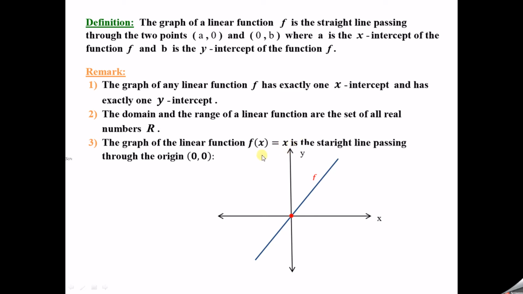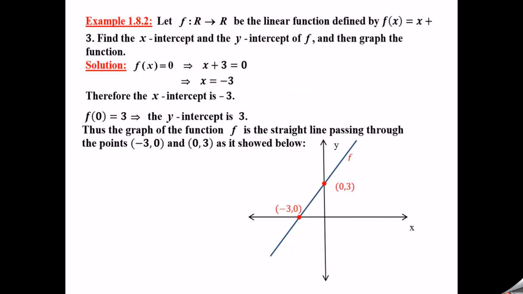If we compare f(x) = x with the standard linear equation, a will be equal to 1, b equal to 0, and this is a linear function. This represents a line that always passes through the point (0, 0), the origin, because if we put x as 0, y will also be 0. Therefore this line is a straight line passing through the origin (0, 0). f(x) = x is a line.